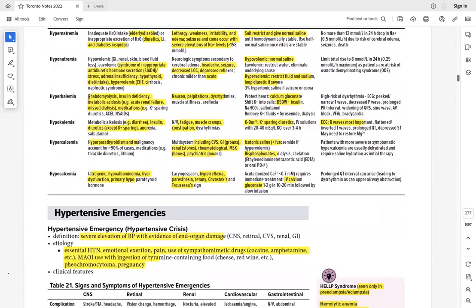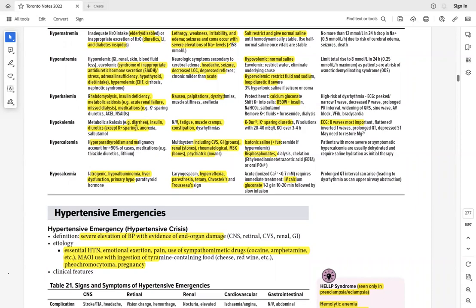Hyperkalemia can be due to rhabdomyolysis. Maybe the patient had a crush injury, there was injury of the muscles, and due to that there is hyperkalemia. Insulin deficiency, metabolic acidosis, renal failure, and any medications they are taking can all be causes of hyperkalemia. They present with nausea, palpitation, dysrhythmia. If the patient has hyperkalemia, we have to protect the heart first with calcium gluconate, with continuous ECG monitoring. After that, start the patient on dextrose water plus insulin, or salbutamol, or sodium bicarbonate.